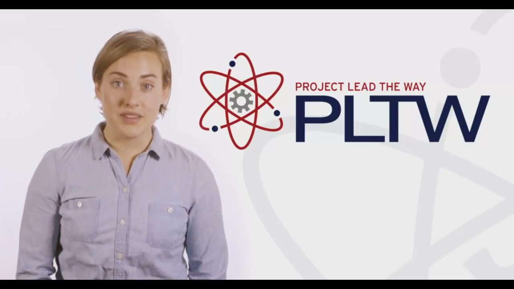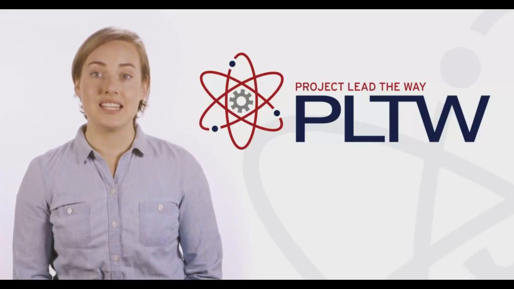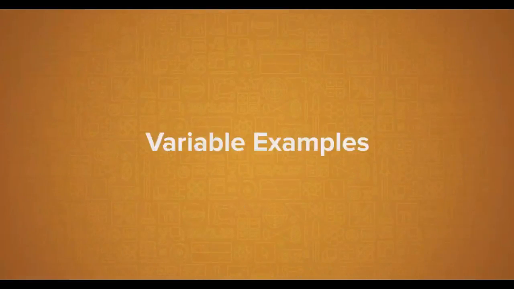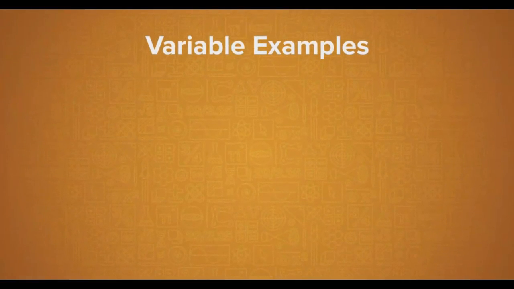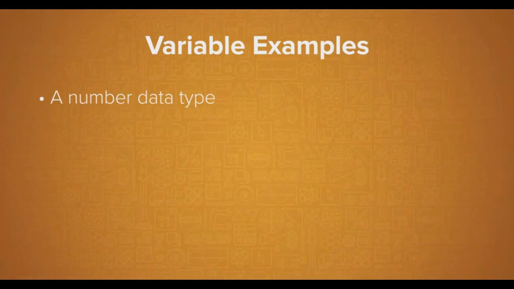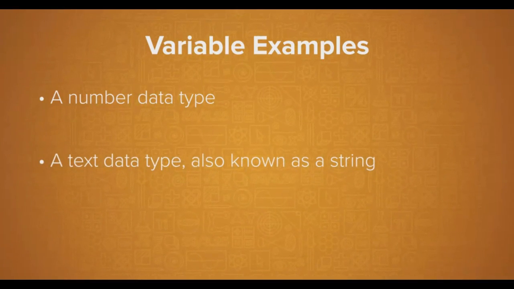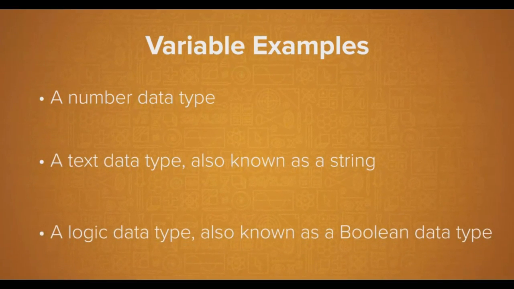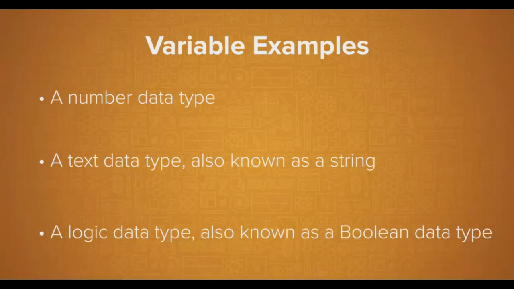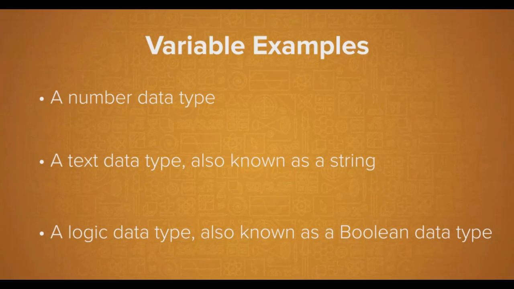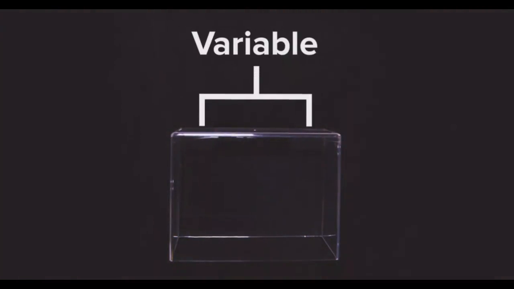Variables can hold different types of information, also known as the data type of a variable. For example, a variable can store a number data type, or a text data type, also known as a string, or a logic data type, also known as a Boolean data type. Let's first explore the number data type variables. A good example to consider is how a game uses a variable to keep score.